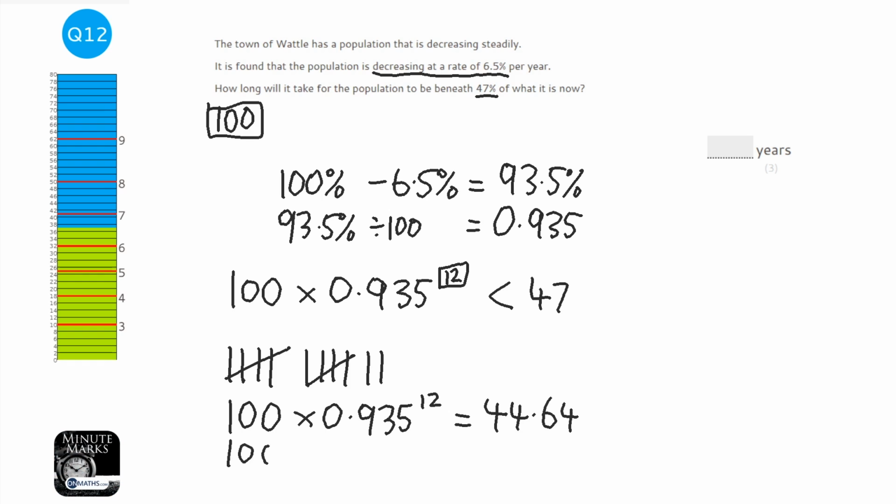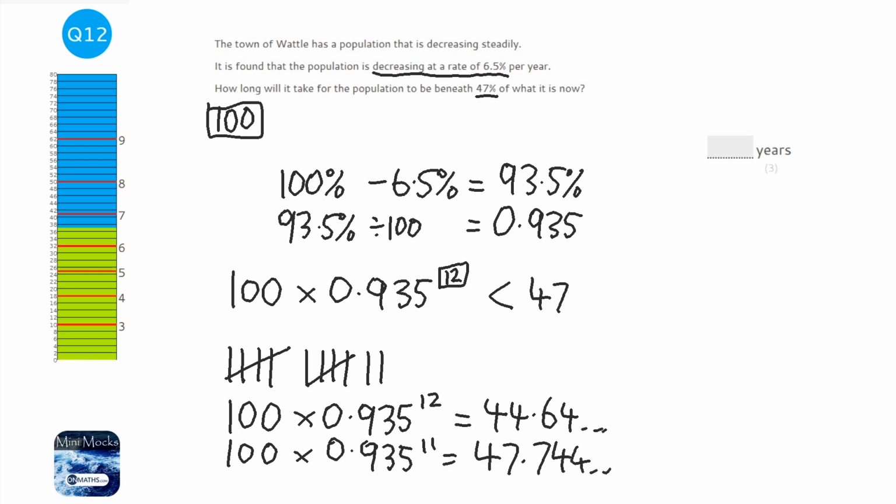And I'm just going to check that that was the first time it went under. So I'm going to do to the power of 11. What I can do is scroll through my working out on the calculator and change the 12 to 11 and press equal. And that's 47.744, blah, blah, blah. Okay, and each of these are rounded. So it's going to take 12 years, because 11 years gets us close but not quite over the line. It's the 12th year that it dips below 47%.